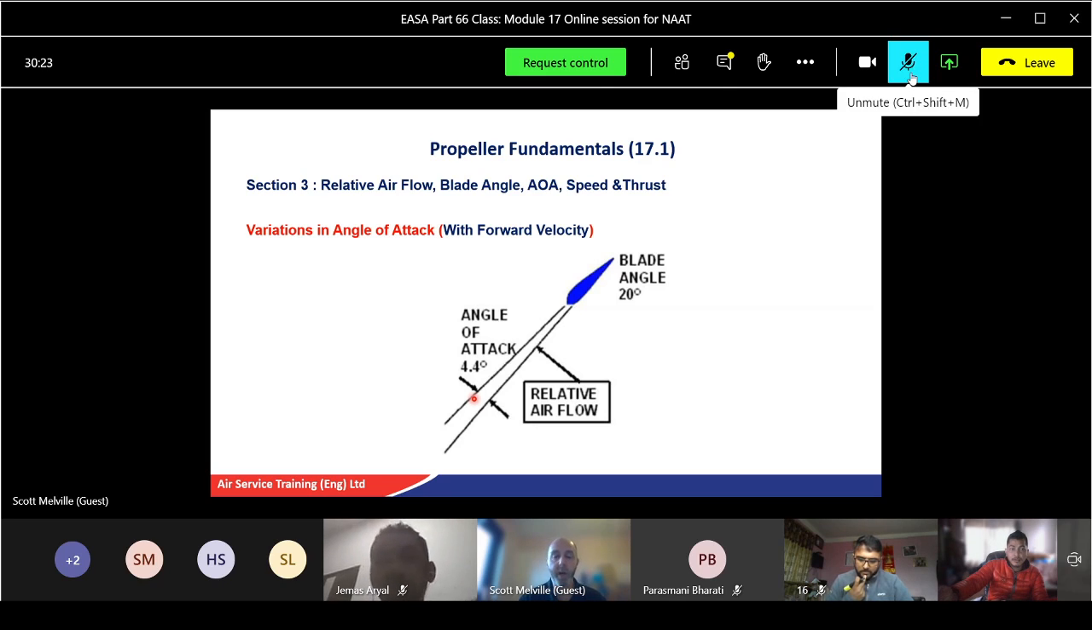Anybody got an idea of why that might be? So we've not physically changed the mechanical angle. We've not changed the speed of the engine. Say again? Because of the direction, the direction of the relative airflow changes. Yeah, basically.